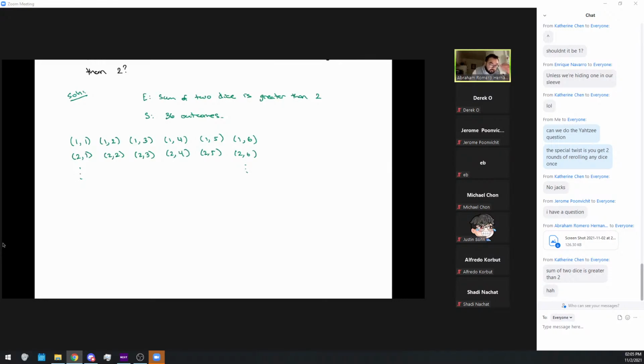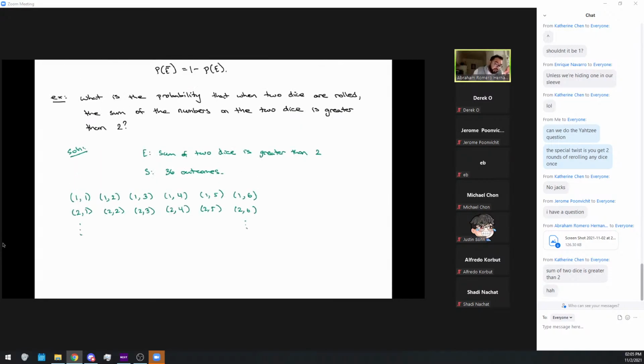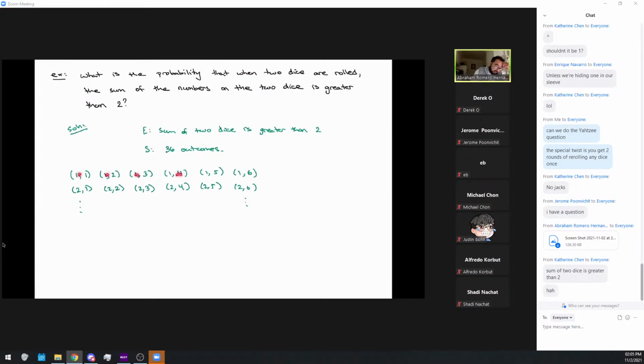Okay. So how do we do this? Well, first of all, one way to do it is to literally count all the ones that add up to greater than 2, because that's what it says. So we can add up all of those. That's one way to do it, and I'm sure your answer is correct, assuming you're counting correctly.